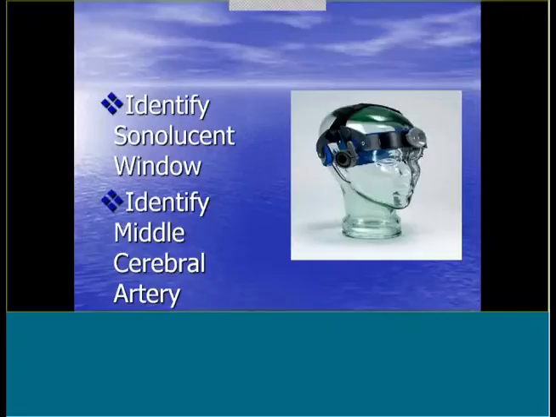Okay, so first of all, identify your window. What we're mainly going to be monitoring using this is the middle cerebral artery. So you want to positively identify the middle cerebral artery.